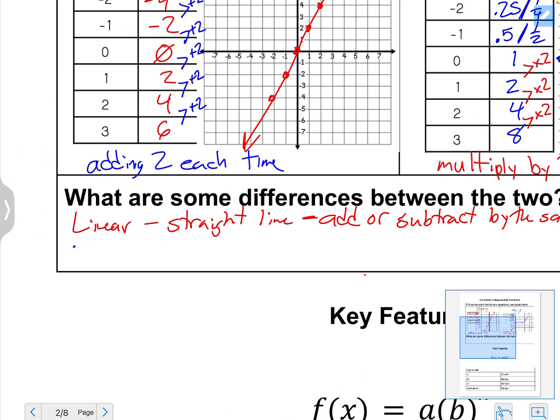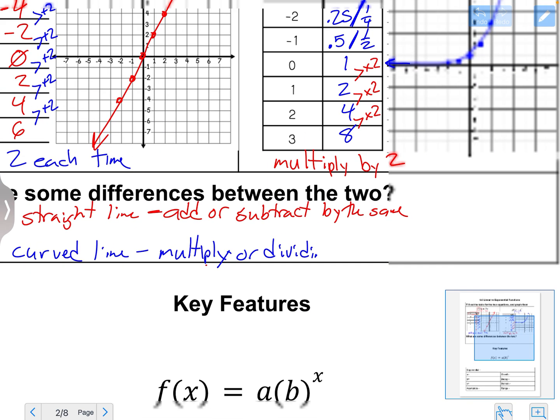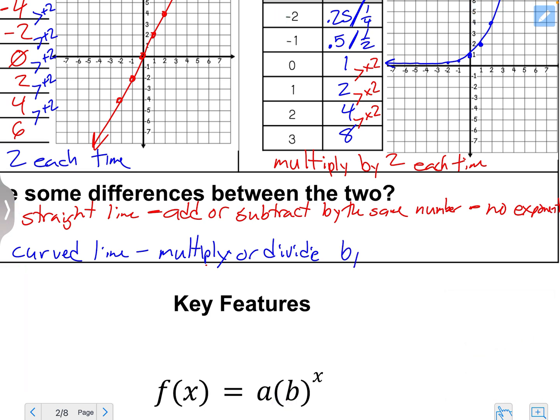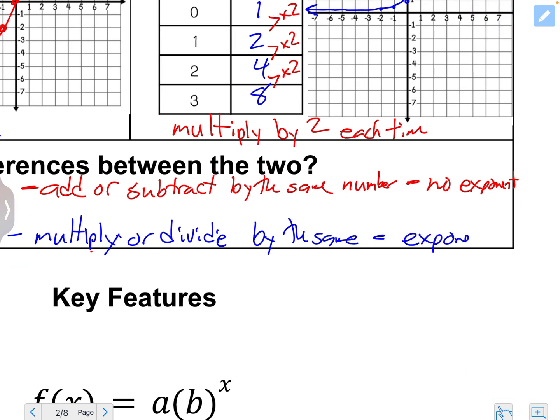And so for exponential, I'm going to go ahead and just abbreviate that right here. It's a curved line. And the reason that it's curved is because we are multiplying or dividing by the same number. And because we multiply or divide, the number gets bigger faster or gets smaller faster. And again, the biggest difference is going to be that we have an exponent, which equals our x.